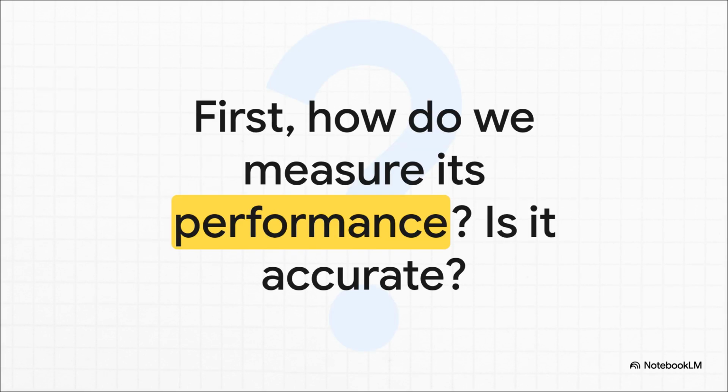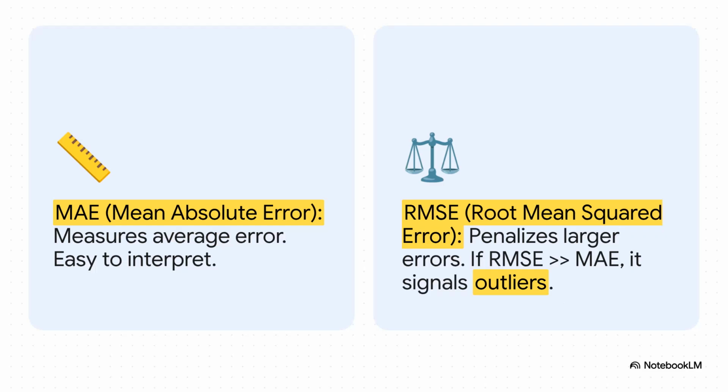So, what's the first thing any doctor asks? How's it performing, right? For us, that means accuracy. How good is our model at predicting the outcome? Is it even in the ballpark? We need some numbers, some metrics to tell us. For this, we've got 2 key metrics, MAE and RMSE. MAE, or mean absolute error, is pretty simple. It tells you, on average, how far off your predictions are.